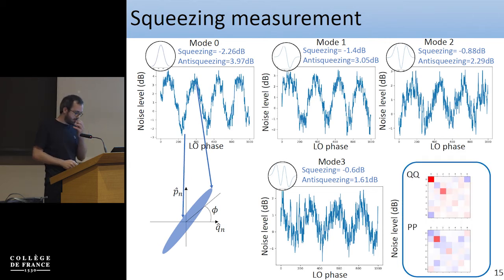We can also plot the covariance matrix in this basis. The main terms are on the diagonal. We still have some correlation here, but I think it's just because of the difficulty to shape higher order modes.